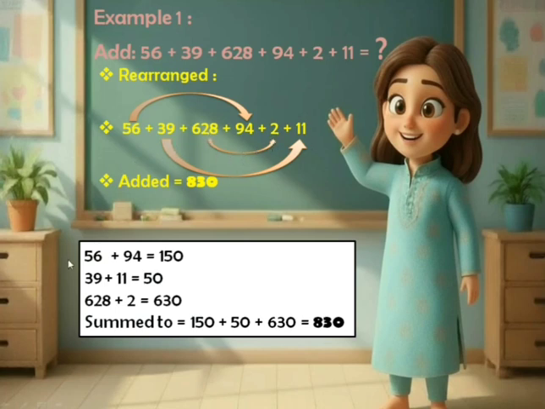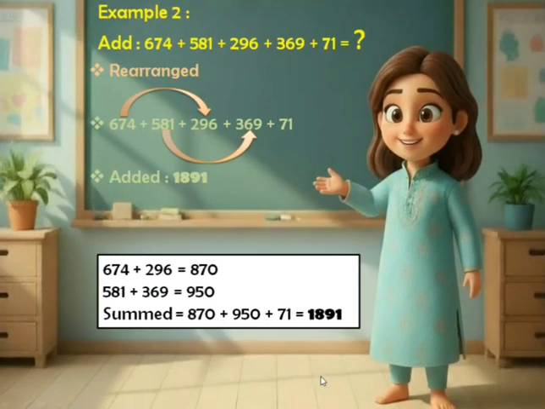So what do we get? When we add 56 with 94, we get 150 as result. When 39 is added with 11, we'll get 50 and when 628 is added with 2, we'll get 630. Then these three numbers, that is 150 plus 50 plus 630 are added and we get 830. So you see, the calculation becomes much easier and faster.